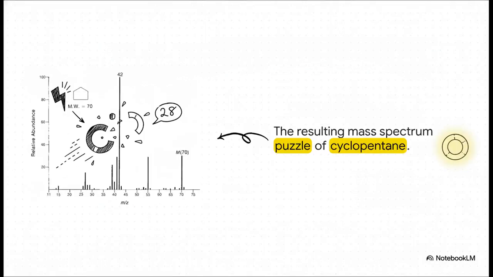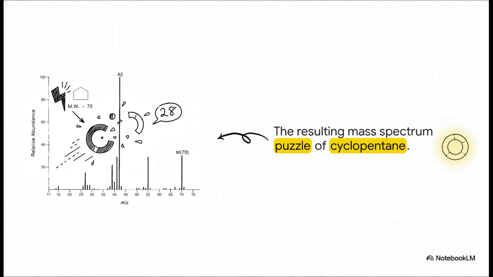Now let's ground all of this theoretical physics into a visual reality we can actually use for structural analysis. What you are looking at is the actual mass spectrum of cyclopentane. The original intact molecule weighs 70 mass units, and if you look all the way over to the far right, you see that little peak at 70? That is our molecular ion. That's the radical cation that somehow managed to survive longer than 10 to the negative fifth seconds.